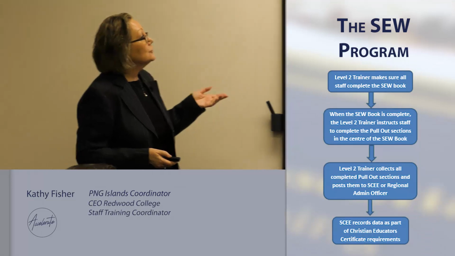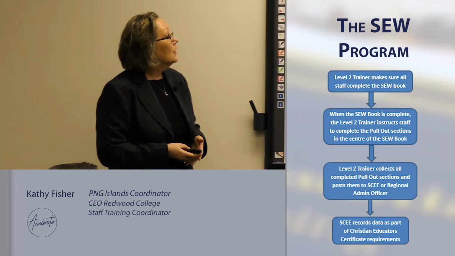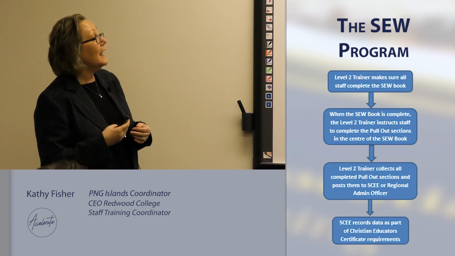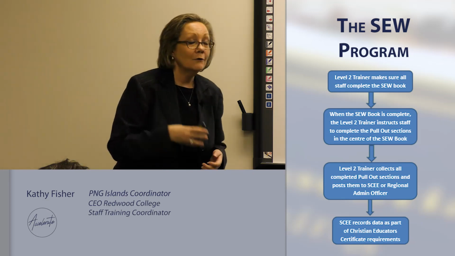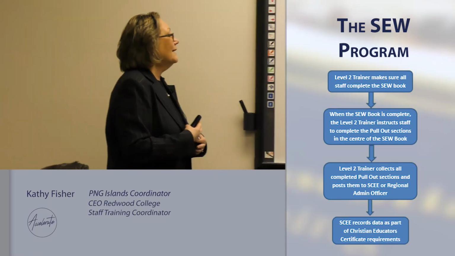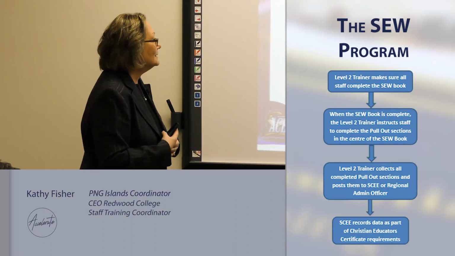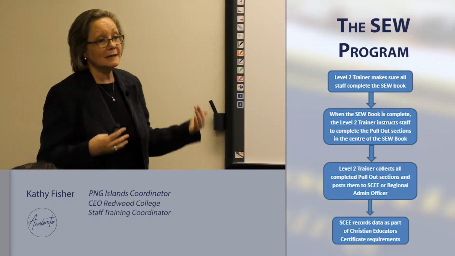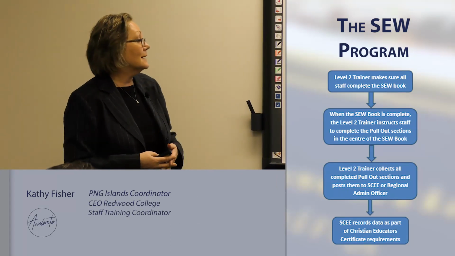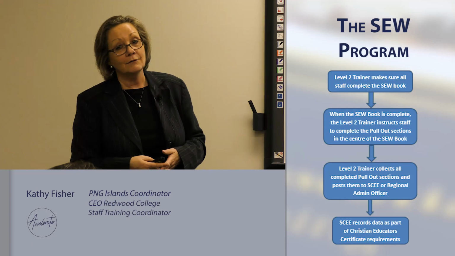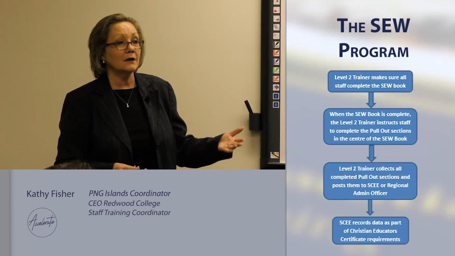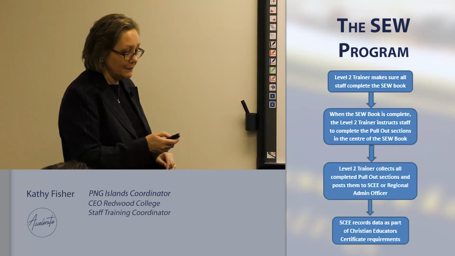The level 2 trainer makes sure that all staff complete the SOW book. When the SOW booklet is complete, the level 2 trainer instructs the staff to complete the pull-out section in the centre of the SOW book. Remember, this is not a test. Okay. The level 2 trainer collects all completed pull-out sections and posts them to either SCI or to their regional admin officer. SCI records the data as part of the Christian Educators Certificate requirements. So this gives you a credit towards the Christian Educators Certificate. And we're going to go into more detail about that later.